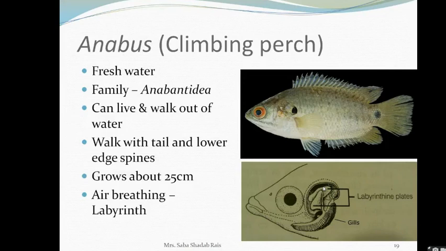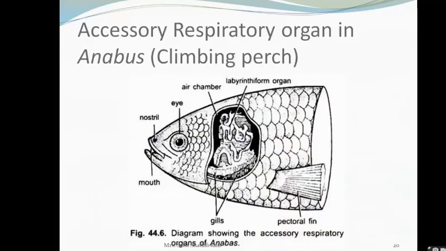Okay, so let us discuss its special respiratory organ. As I told you, the special respiratory organ is what? It is the labyrinthine organ. So in the case of Anabas, there are two sac-like outgrowths. You can see here. You will observe it on the dorsal side. Now I told you about the dorsal and ventral. You must always remember dorsal means the head region.